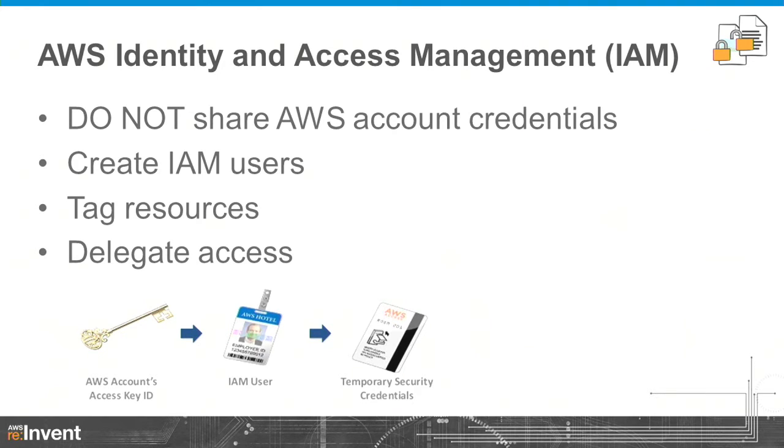Tagging is a functionality that's available with RDS. You can tag specific instances as, hey, these instances are production, these instances are development, these instances are staging. And using tags and IAM users, you can delegate access to specific users. So my senior developers only get access to production instances. My QA team gets access only to the staging instances, et cetera.